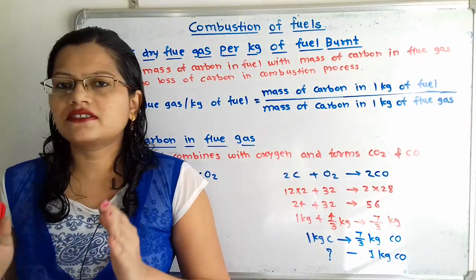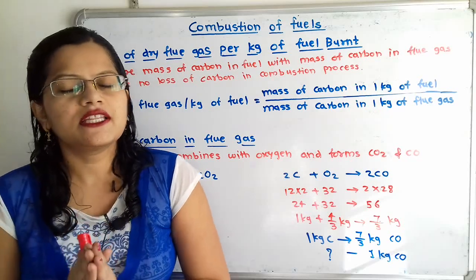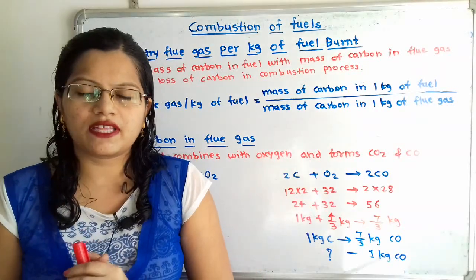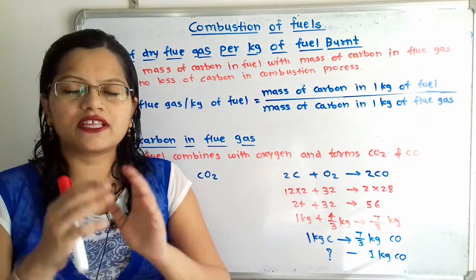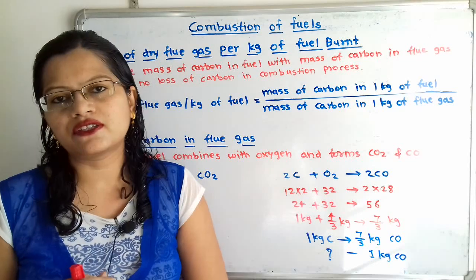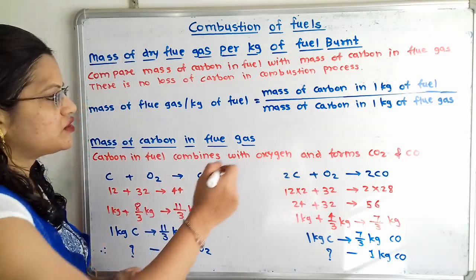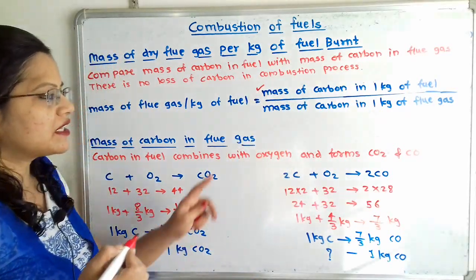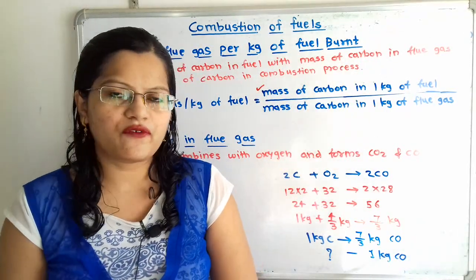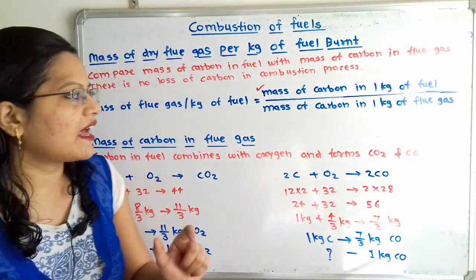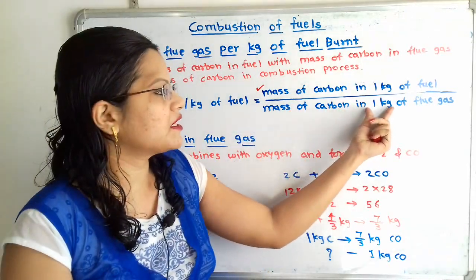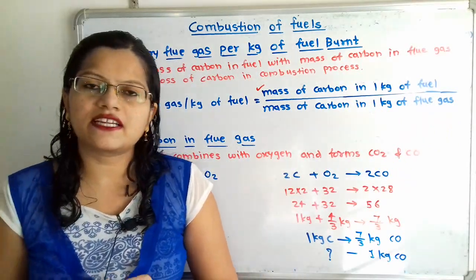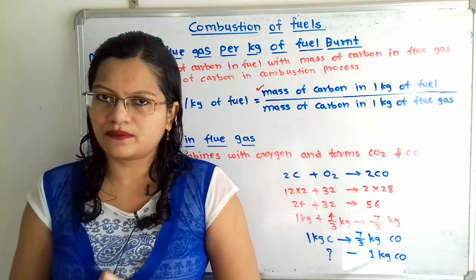Now there is the problem to solve. Here the mass of carbon in fuel is given, that is, in the composition of fuel there is carbon available and it is given in the question. So we can write this numerator from the given data, that is the mass of carbon in 1 kilogram of fuel. Now the main question is how to calculate the mass of carbon in 1 kilogram of flue gases. Now this flue gas is getting generated after the combustion process.